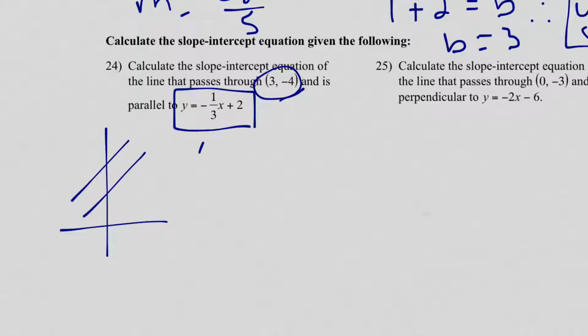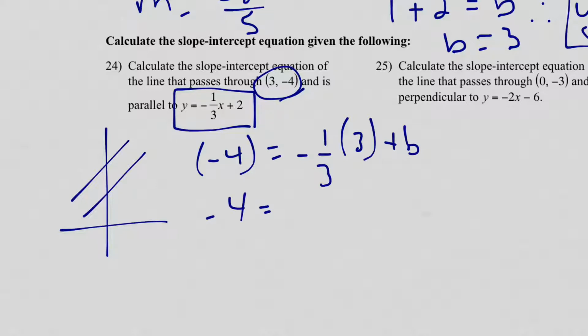So we're starting out with some information. We know that our y value, because our new line passes through 3, minus 4, not the original line, the new line, minus 4, is equal to the same slope, so negative 1/3 of x, which happens to be 3, and the part that we don't know yet is the y-intercept. So that's what we're going to solve for. Minus 4 is equal to 3 times 1/3, which is just 1, and it's negative, so negative 1 plus b. So negative 4 plus 1 is equal to b.